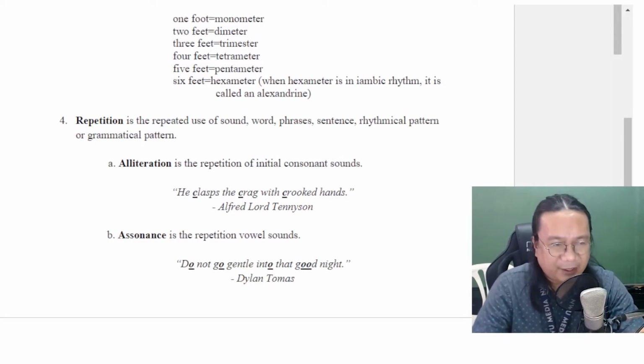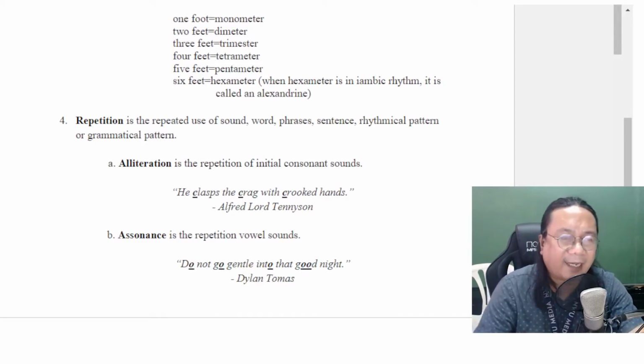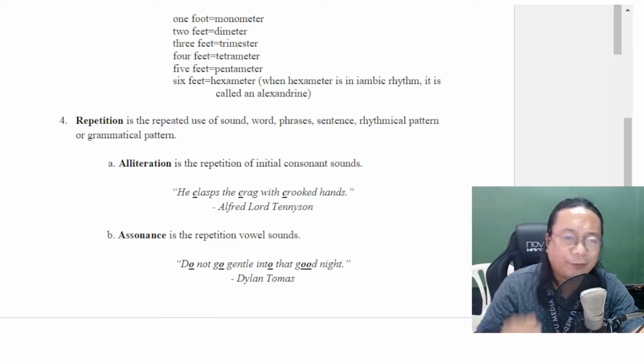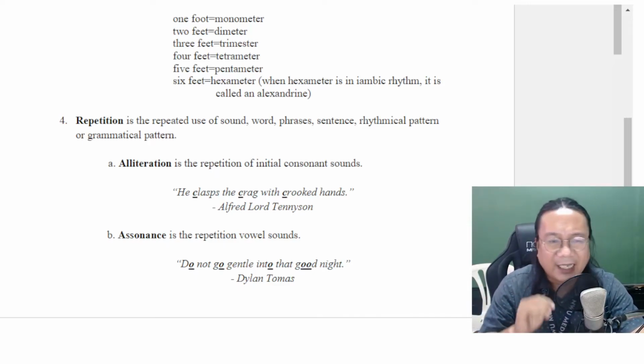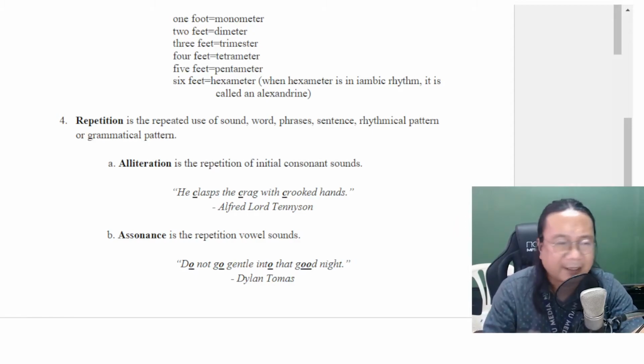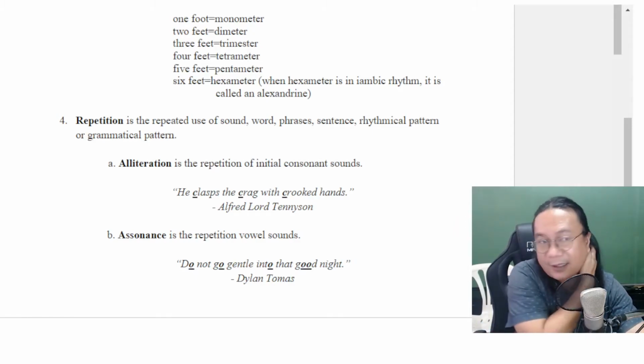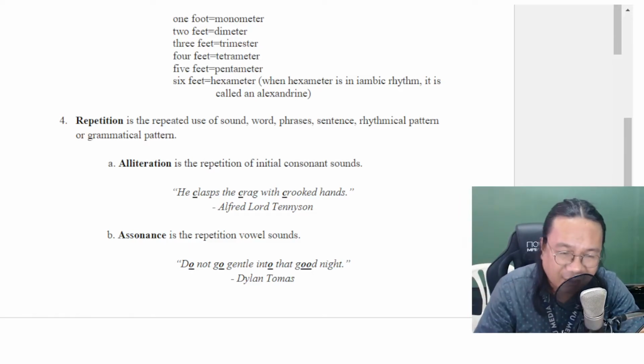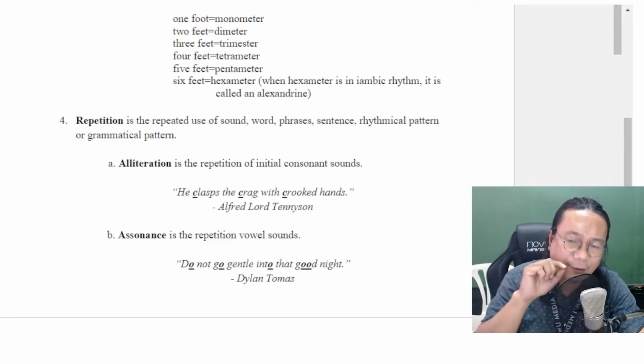The next element of a poem is repetition. This is the repeated use of sound, word, phrases, sentence, rhythmical pattern or grammatical pattern. And there are types of repetitions. The first one is alliteration. This is the repetition of initial consonant sounds. The first sound of the consonant, like k, p, b.